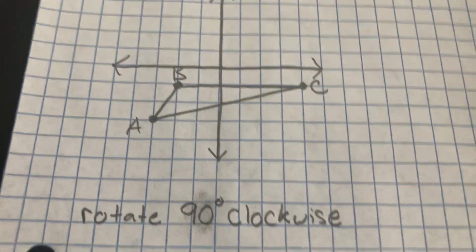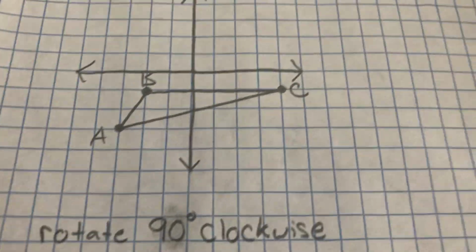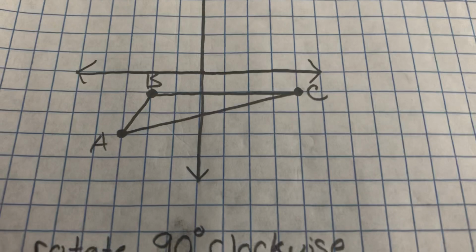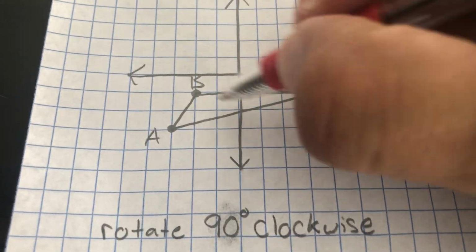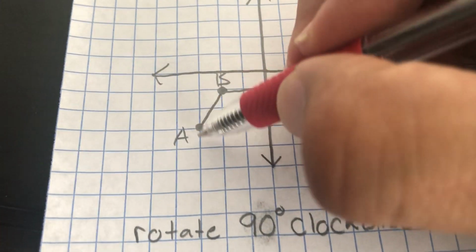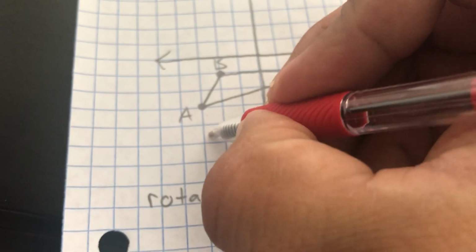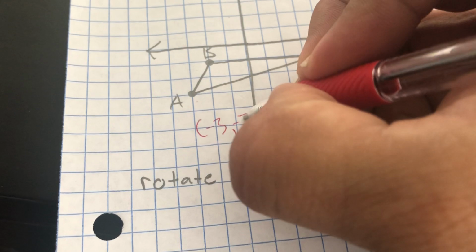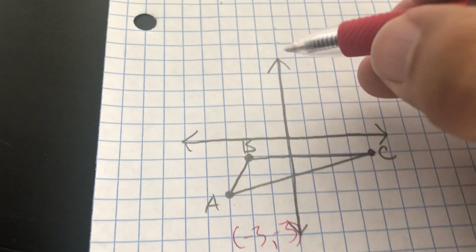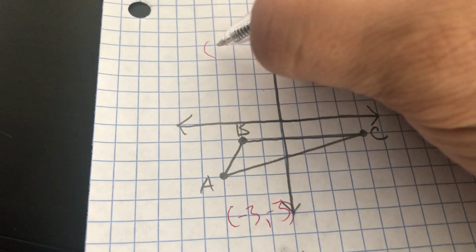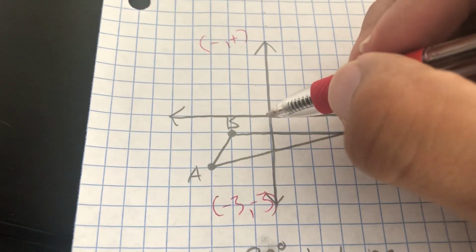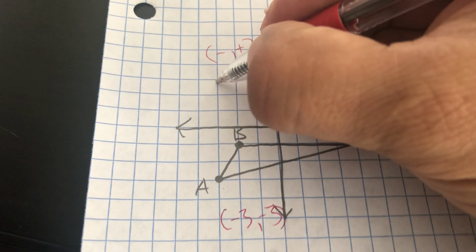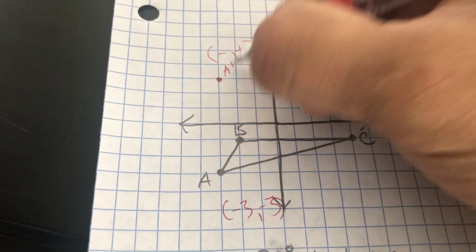Last one is a clockwise rotation of 90 degrees. So let's try this one out. So A, clockwise would mean like this, like a clock. So A is going to end up over here. A is at negative 3, negative 3, and now it's going to end up in this quadrant, which is a negative positive quadrant. So it's going to end up at negative 3, positive 3, which is up here. Again, bad example.